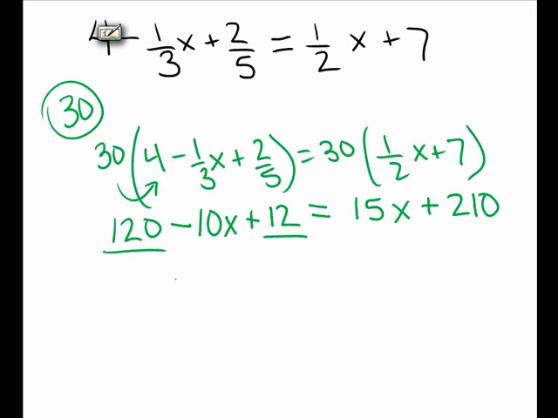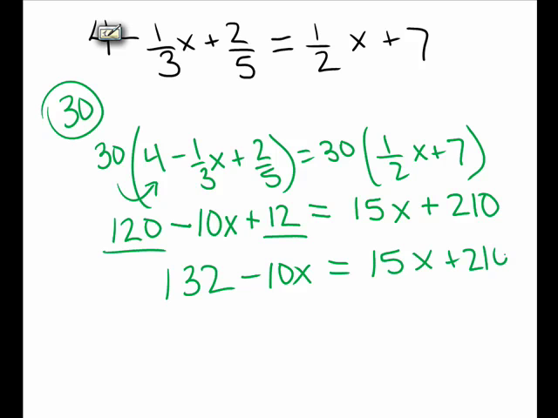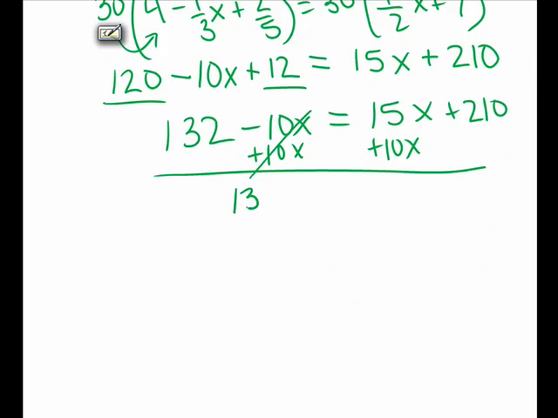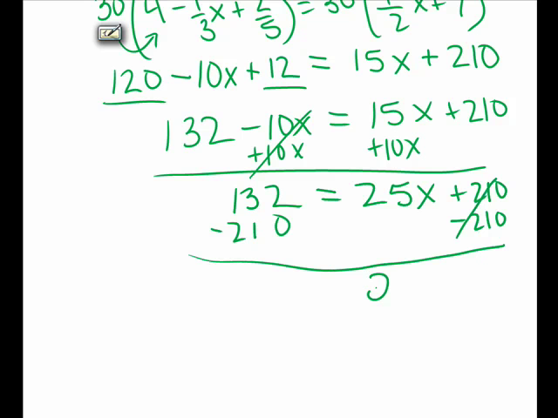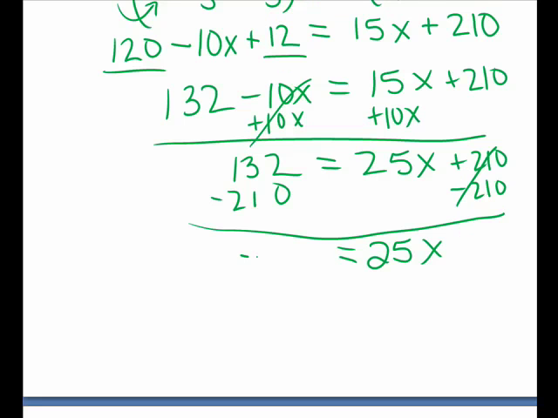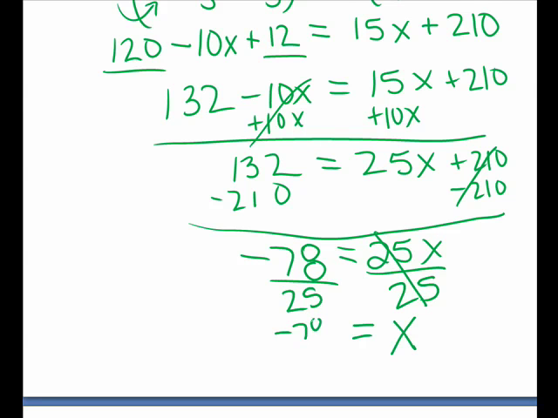Now I can combine like terms. 120 and 12 is 132. And on the right side, I still have 15x plus 210. I'll go ahead and gather all my x's on the right side by adding 10x to both sides. So I have 132 equals 25x, and I subtract 210 on both sides. So I have 25x on the right, and I have negative 78 on the left. I divide both sides by 25, and so I have x equals negative 78 25ths.